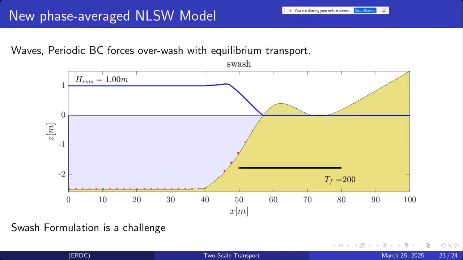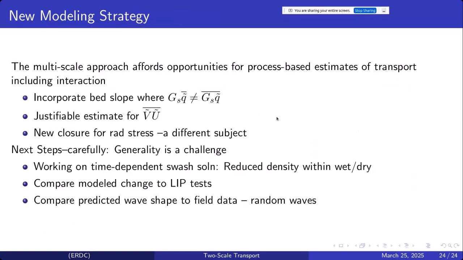So one of the things that we're struggling with is how to make this swash formulation work in a way that's similar enough to the time steady formulation. I'm still sort of mulling on that one. But I have high hopes for this new strategy. I think that it affords us the opportunity to make process-based estimates of transport, including interaction.